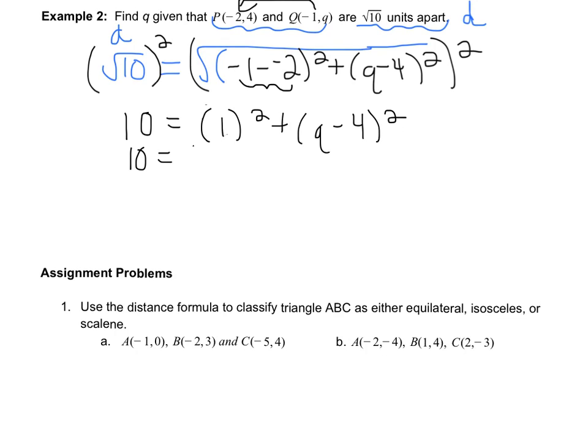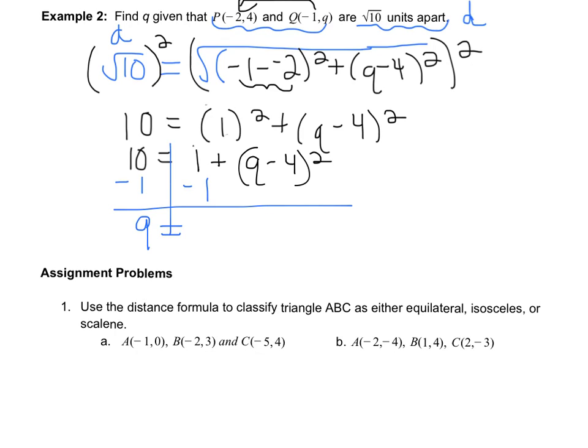Your temptation might be to FOIL this. I'm going to tell you not to do it. There's a nice way to solve it by leaving it as such. Your next step, minus 1, minus 1. So now I'm left with 9 equal to q minus 4 squared.